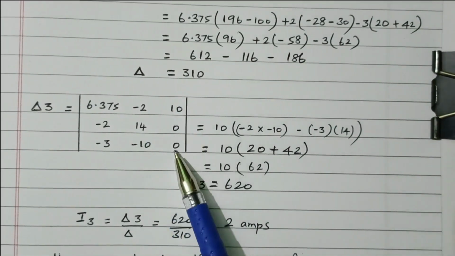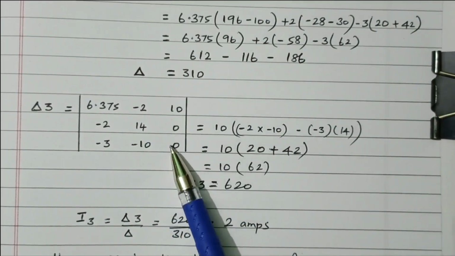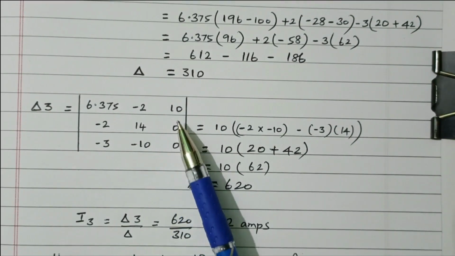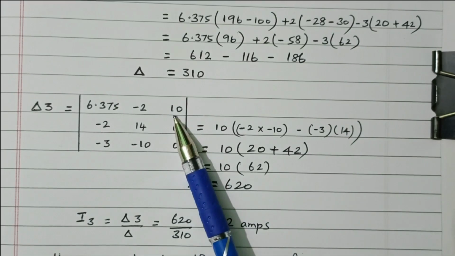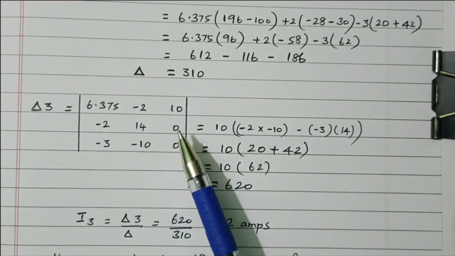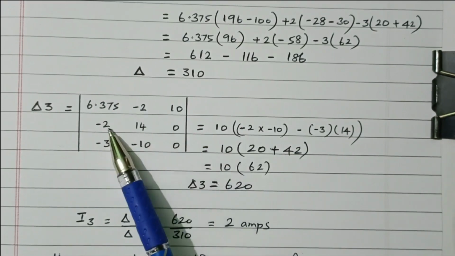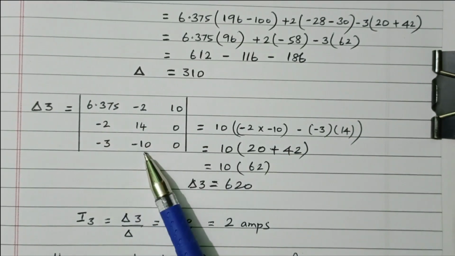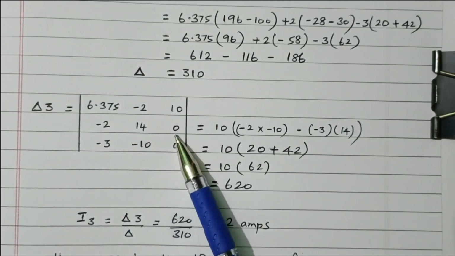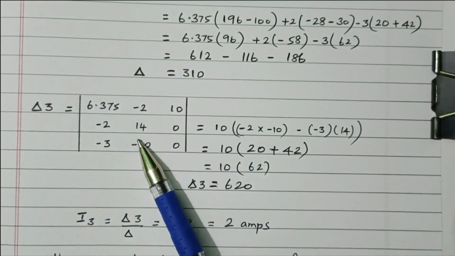So the third column is now replaced with the voltage matrix 10, 0, 0. Right. Now we will take this 10 because these two elements are 0. We will take 10 alone. In the previous case we proceeded with the normal procedure. Now we will take 10. If you take 10, you have to multiply these two: minus 2 into minus 10, minus of 14 into minus 3. These two elements are 0, so totally we will get 0 only.